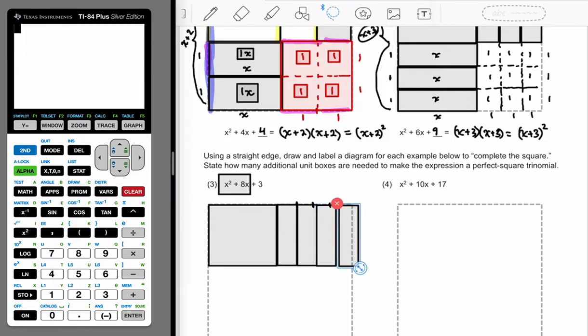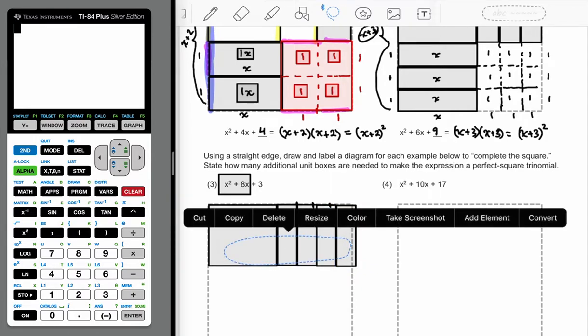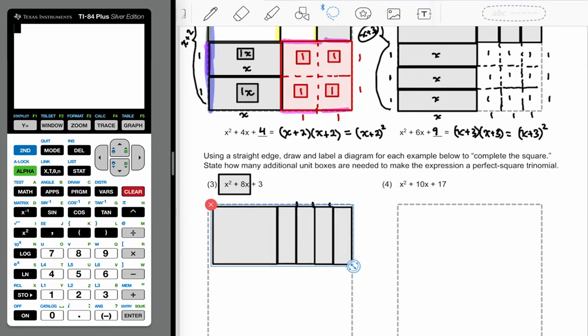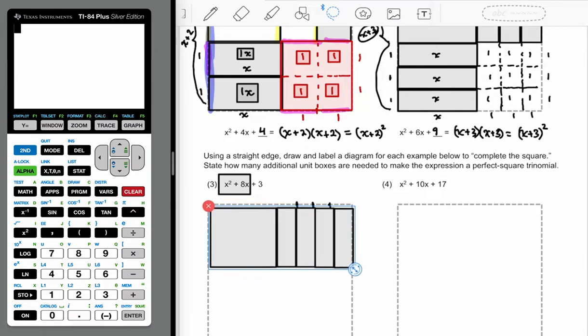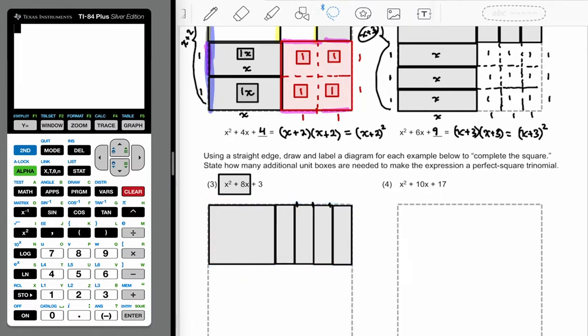Okay, right on cue, I screwed that up. All right, that's close enough.